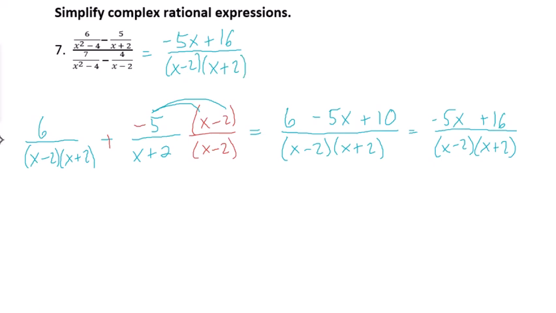So the bottom, start with the 7, factor to (x minus 2)(x plus 2), minus a 4 over x minus 2. And again, I'm going to make this subtraction problem an addition problem by moving that negative up. And then I'm going to multiply top and bottom by x plus 2.